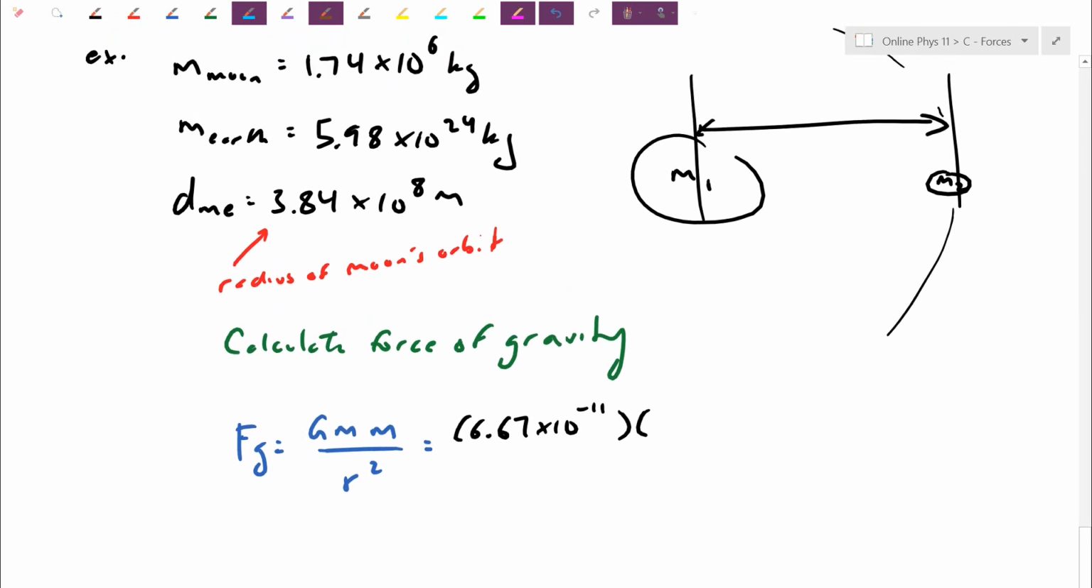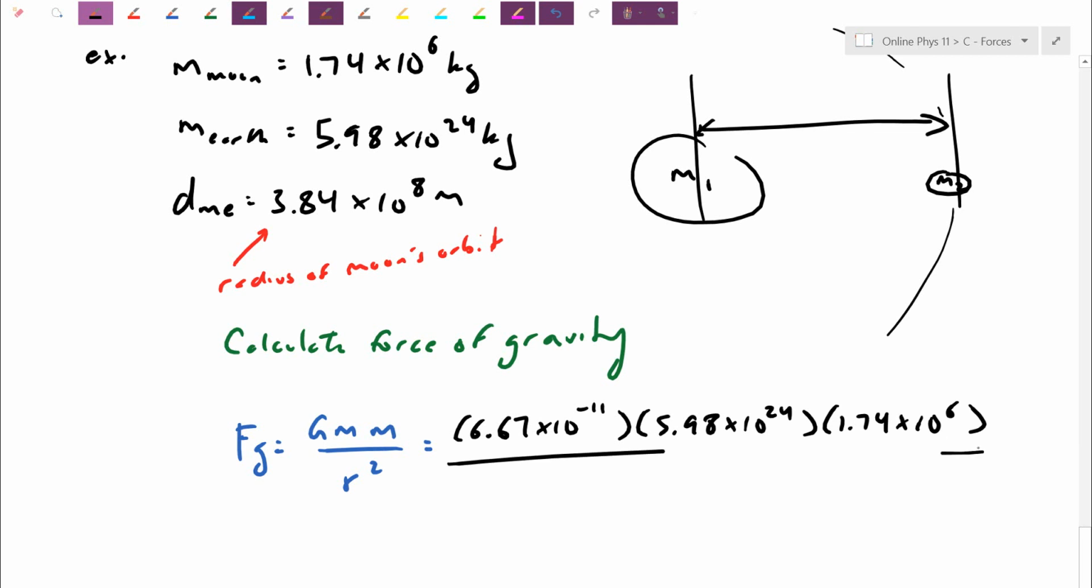The two masses, I'm going to end up multiplying them anyways, so it really doesn't matter which mass you say is which. Usually I put the heavier mass first. The planet that we're on is Earth, so 5.98 times 10 to the 24. The moon itself is 1.74 times 10 to the 6. You see a lot of scientific notation come in here. Really make use of that EXP notation, because that way we don't need to worry about brackets.